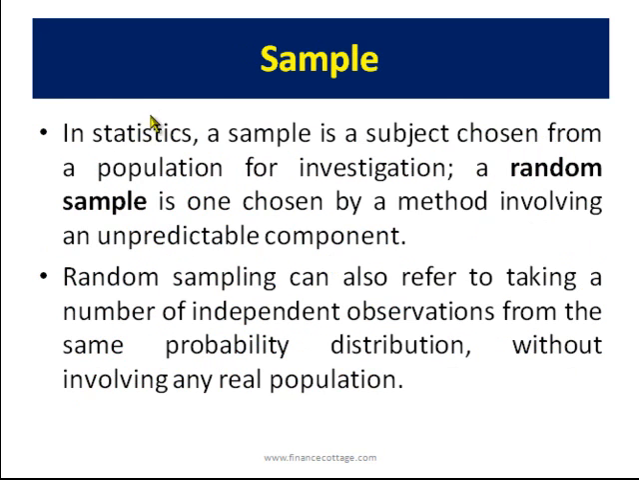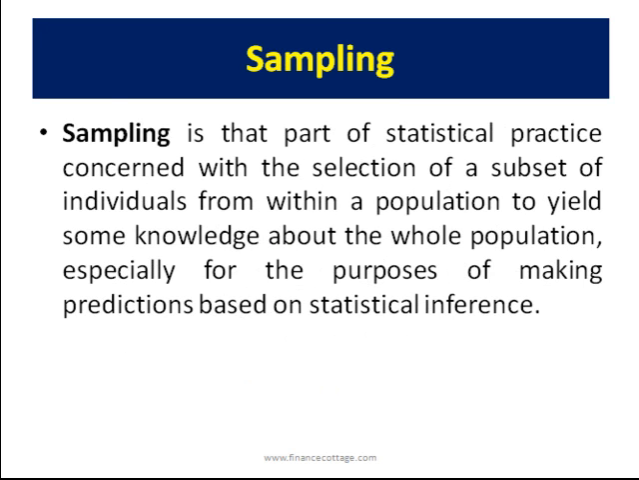So what is a sample? In statistics, a sample is a subject chosen from the population for investigation, and a random sample is one chosen by a method involving an unpredictable component. So this means in the case of a random sample, every element of the population would have equal opportunity to be selected into the sample. Sampling is a method based on which we select the desired number of observations from the population.